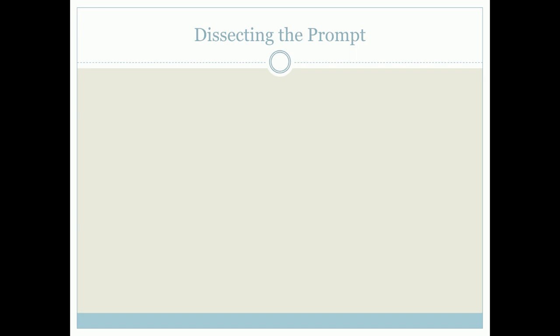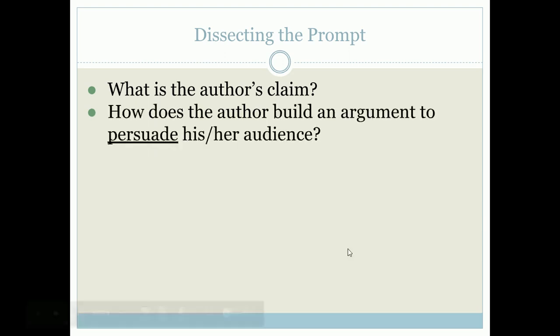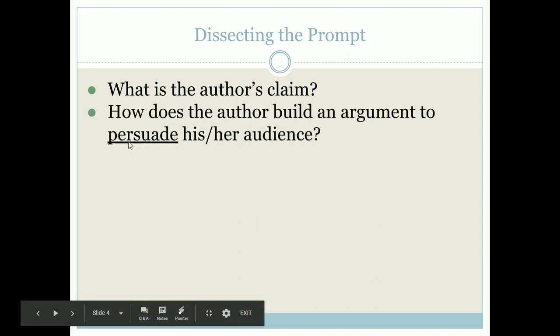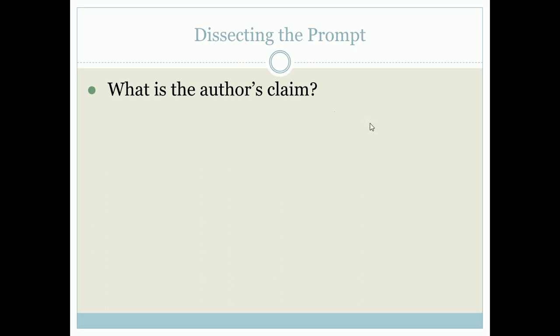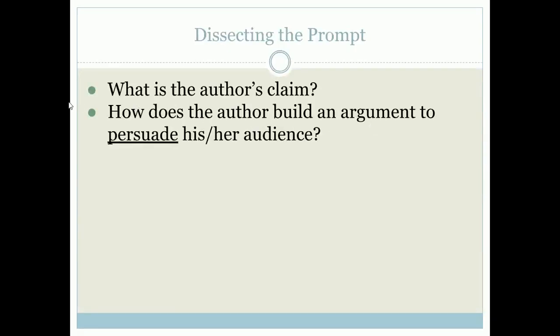What they're being asked to write about is first, what is the author's claim? That's the first question. They need to include this in their essay. They need to identify the author's claim. They also need to answer this question: how does the author build an argument to persuade his or her audience? This is the key question the SAT prompt is asking in its many, many lines, and it's easy to get lost in them. But this is a one-sentence summary of what they're asking. They're asking students to write an essay about how an author persuades the audience.